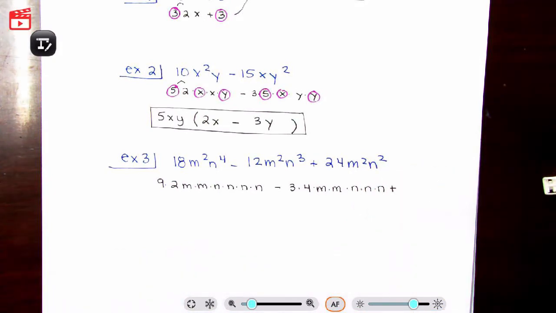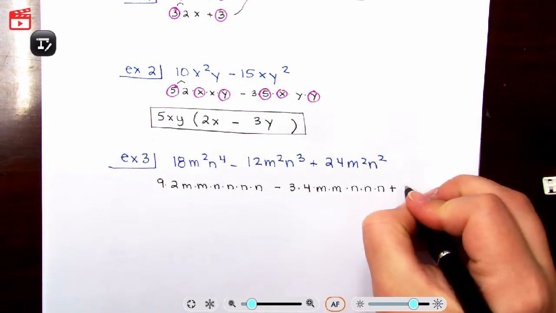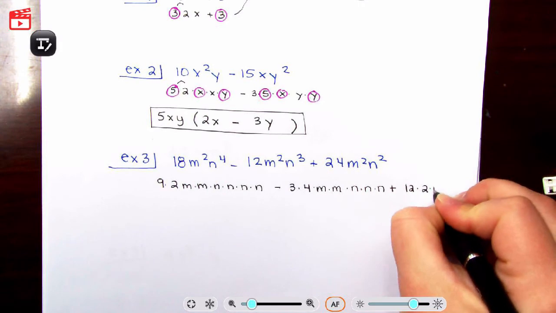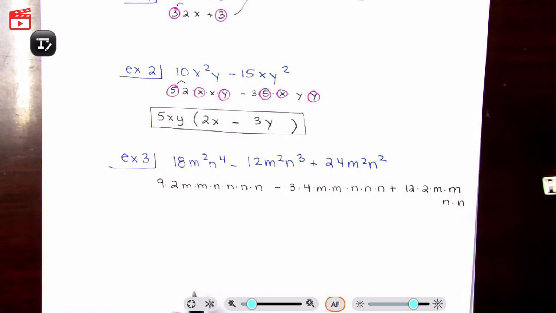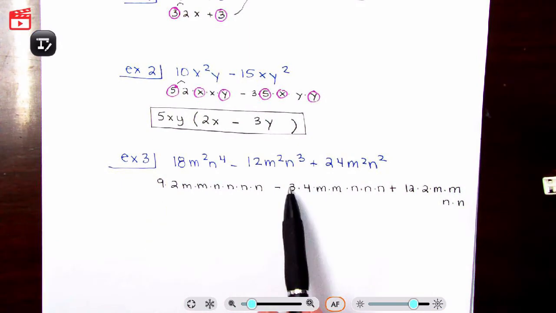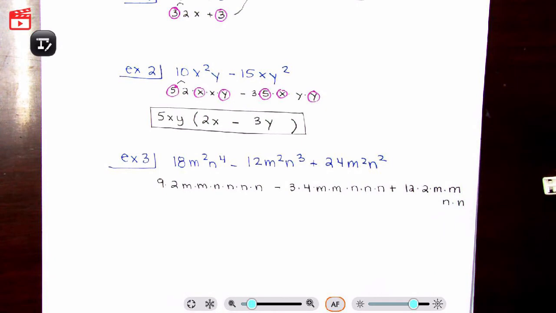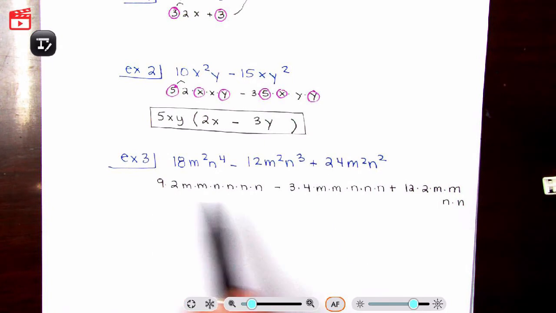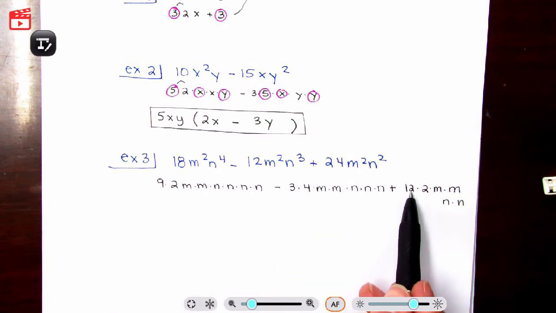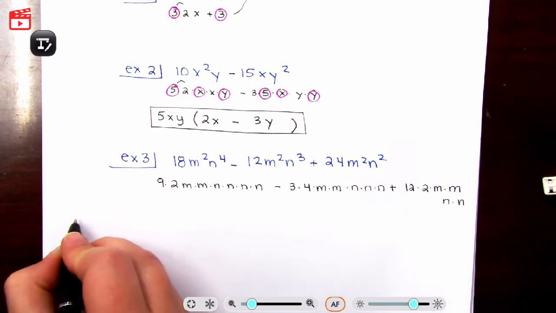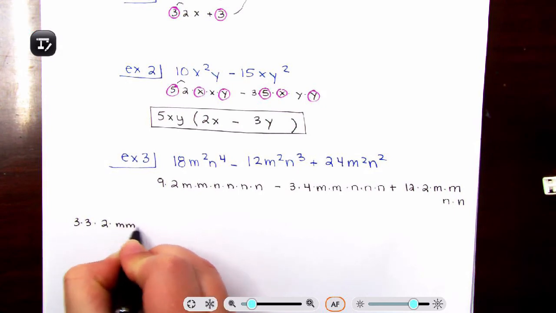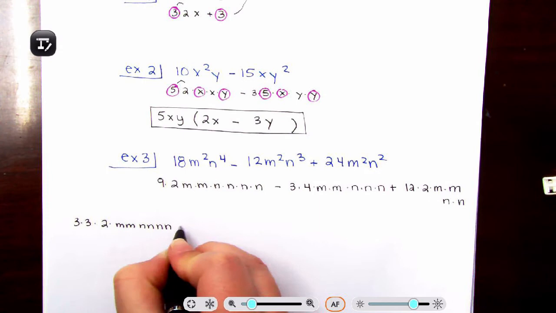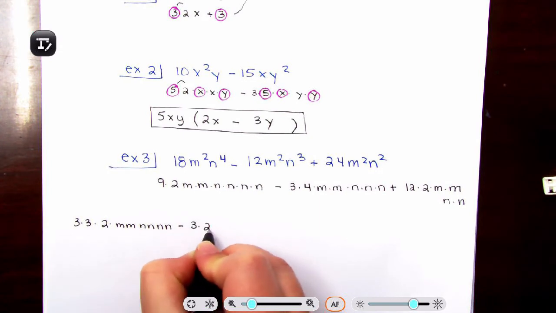24 can be factored out different ways, so we're going to see what the best method is. Let's just do 12 times 2 for right now, times m, times n. I'm looking at what's in common. I have a 9, a 2, a 3, a 4, a 12, and a 2. It looks like these are not actually fully factored, because I can factor 9 more, and I can factor 4 more, and I can factor 12 more. So there's 3 times 3 is 9 times 2. Then I have my m, n, n, n, n. Then I have my 3 times 4, which is 2 times 2.